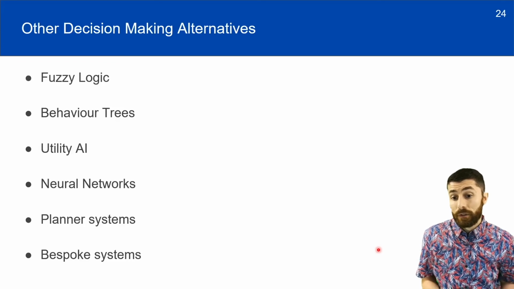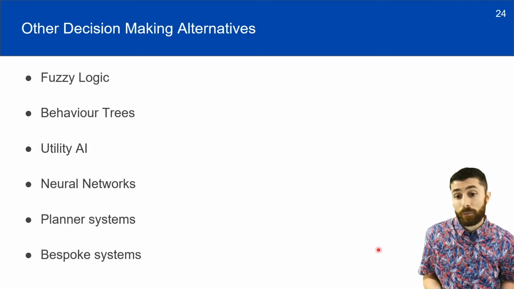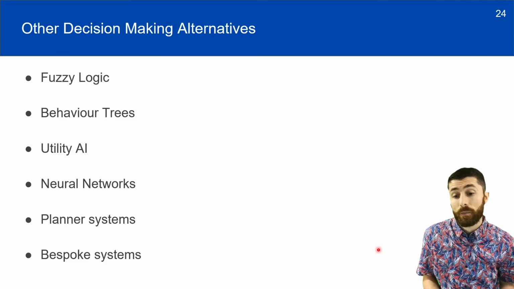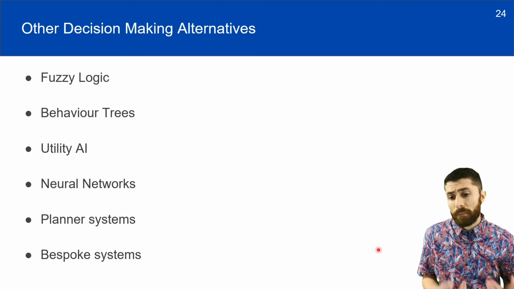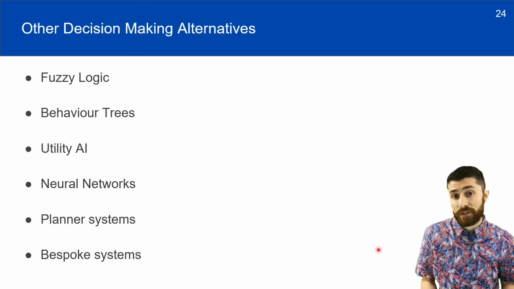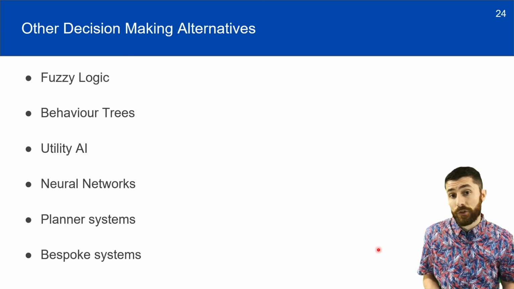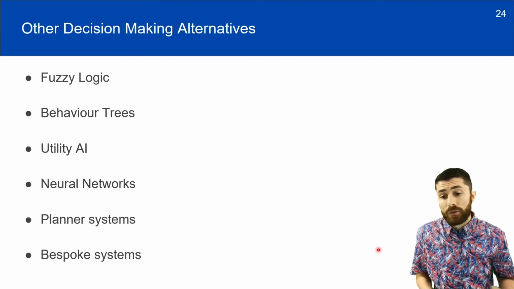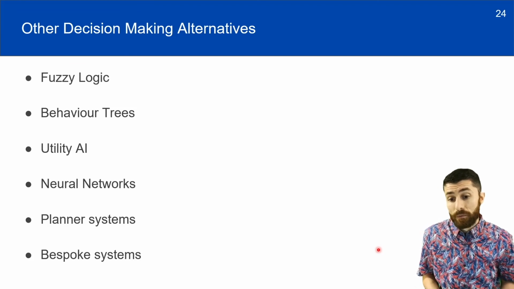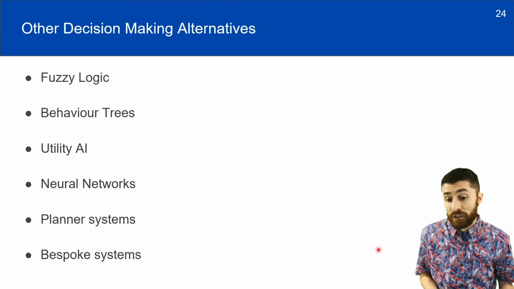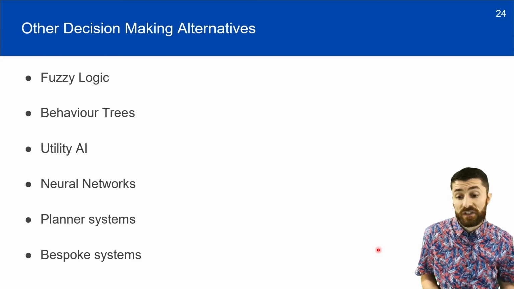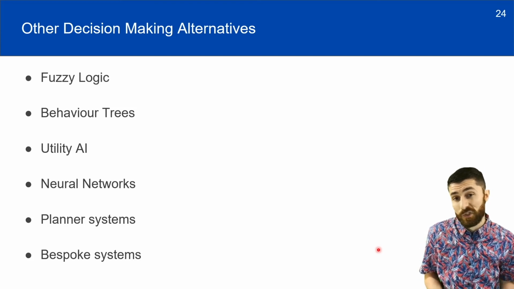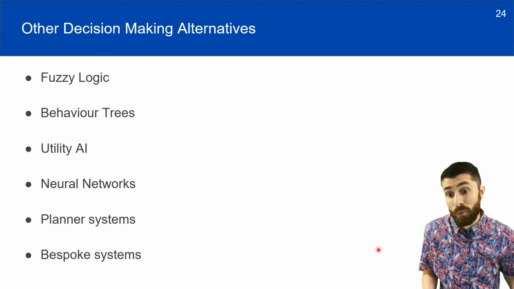We have a whole bunch of alternatives here. I'm not really going to go into any detail on any of these. Some I'll cover in later lectures, some I won't. The main thing is that you know that these things exist so that you may then go and research them in the future. So we have fuzzy logic at the top, behavior trees, utility AI, neural networks, planner systems, and bespoke systems, which just basically means anything that you can come up with.